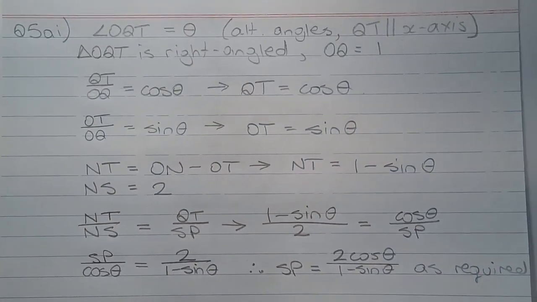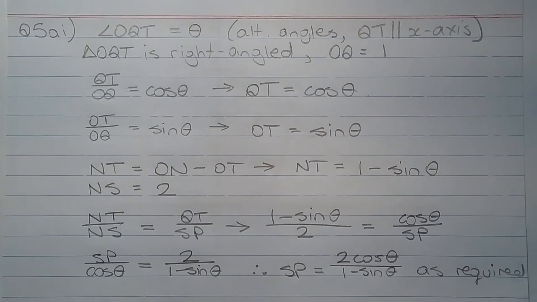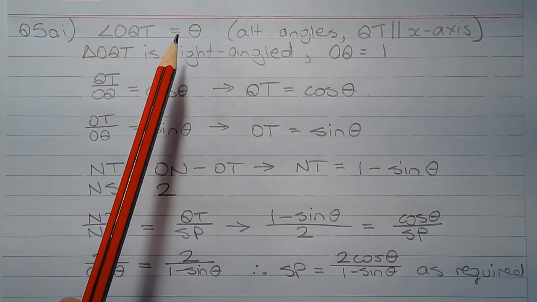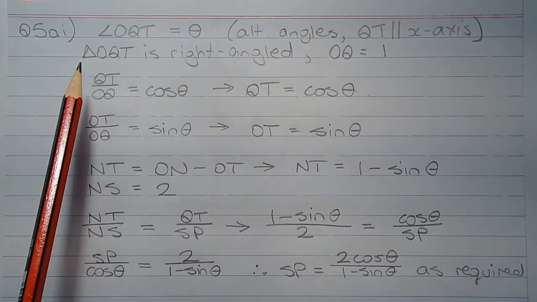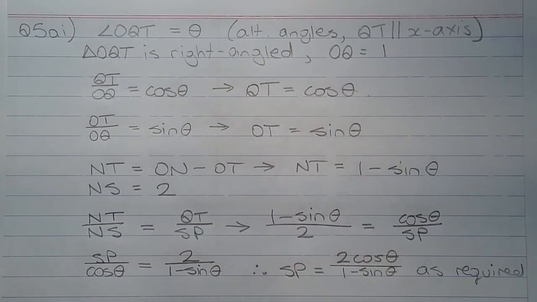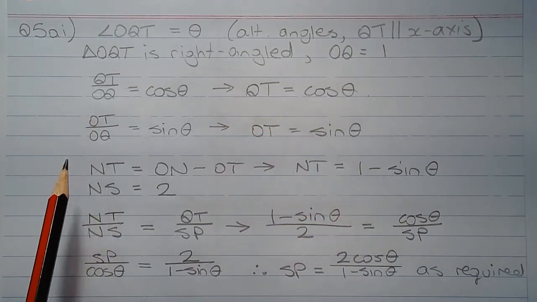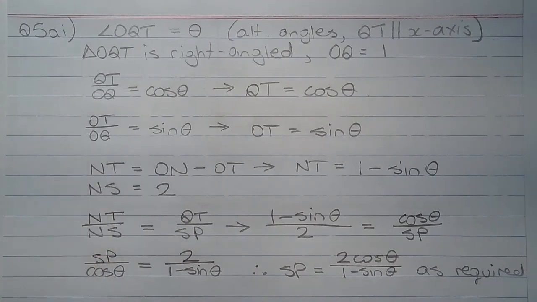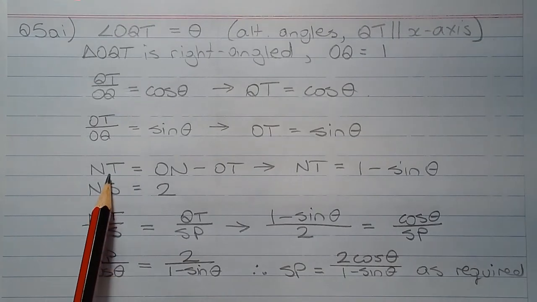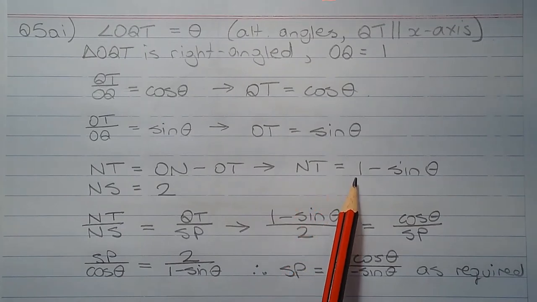So I've started this by noting down what I've just said. Angle OQT is equal to theta, and here's the reason. And triangle OQT is right angled with OQ equal to 1. Now applying right angle trigonometry, QT over OQ is equal to cos theta. Now OQ is equal to 1, hence QT is equal to cos theta. OT over OQ is equal to sine theta, and OQ is equal to 1, hence OT is equal to sine theta. Now NT is equal to ON minus OT, hence NT is equal to 1 minus sine theta.